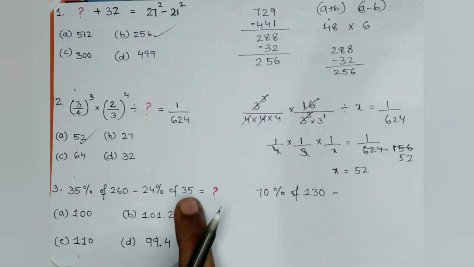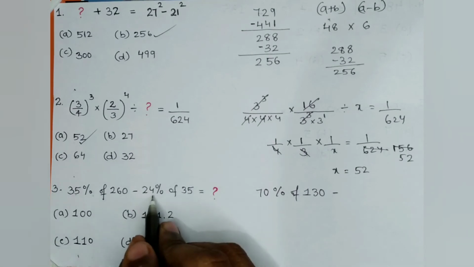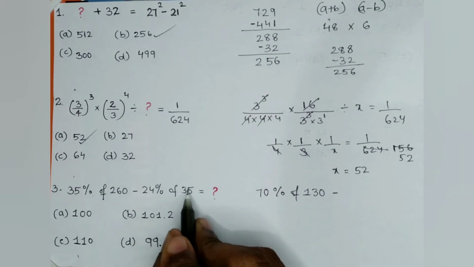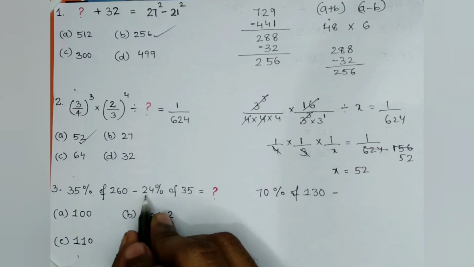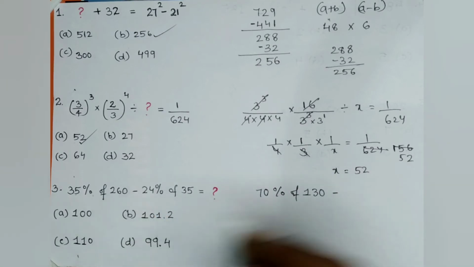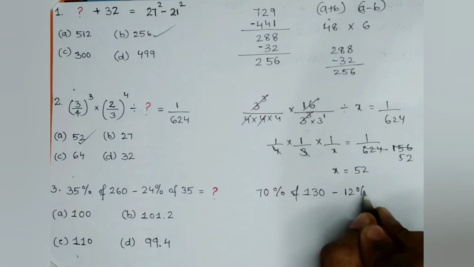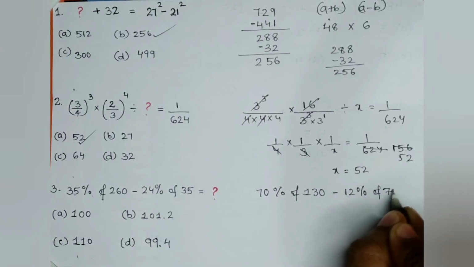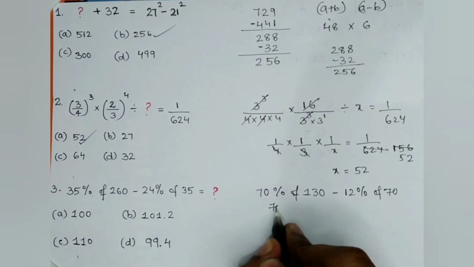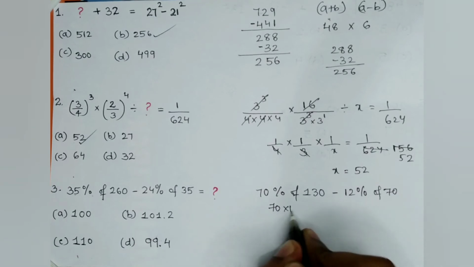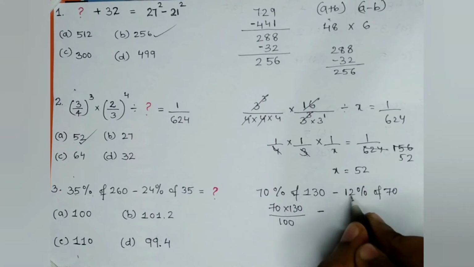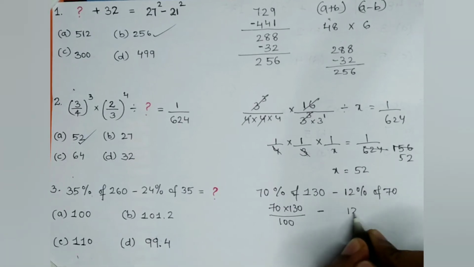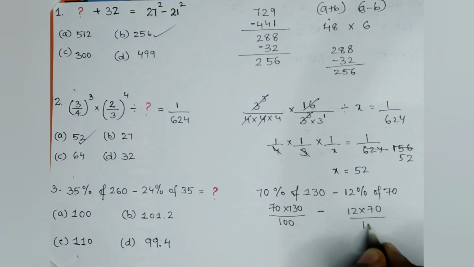24% of 35. Here you have to take the double of this side. Why? Because it is 35, which ends with 5, so it's best to take double here. So you have to half 24. So it becomes 12% of 70, right? What is 70% of 130? It's 70 into 130 divided by 100. Minus, what is 12% of 70? It's 12 into 70 divided by 100.